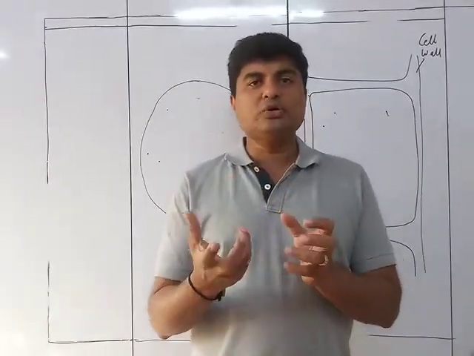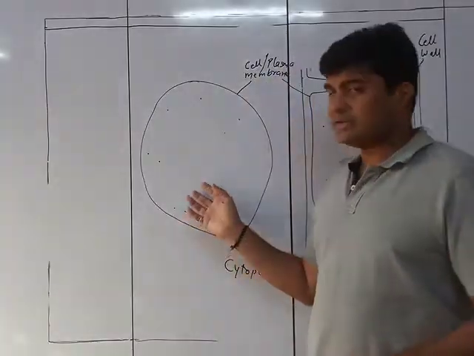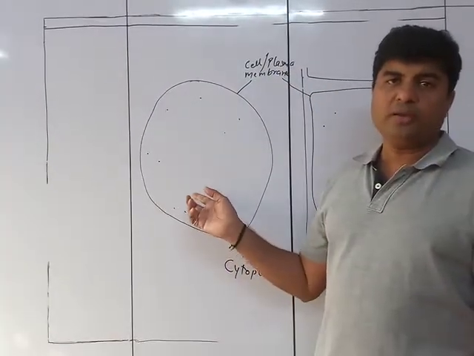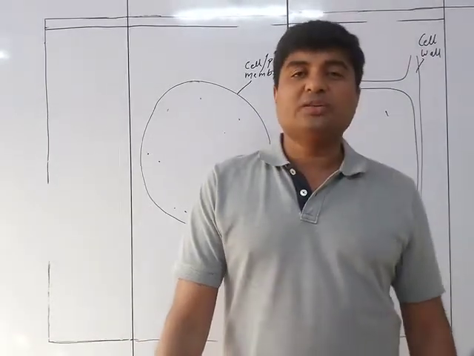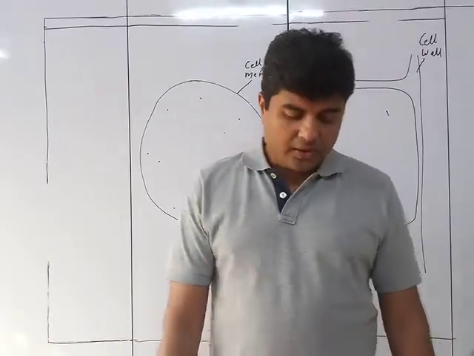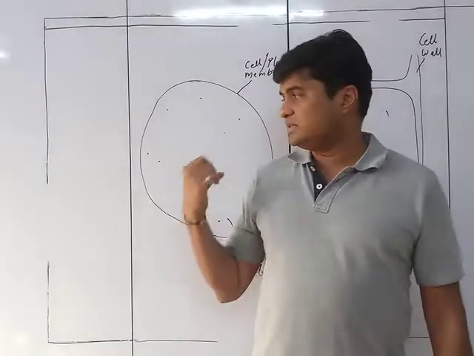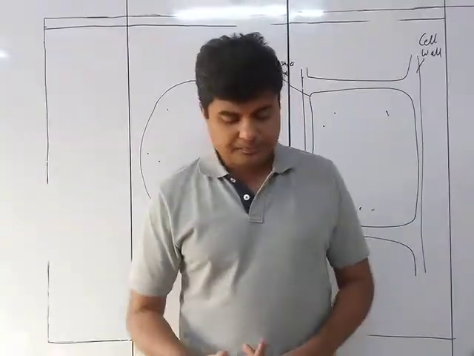So it does it in two steps. One step is done in the cytoplasm, which is the formation of pyruvate or pyruvic acid. So that is done in the cytoplasm. The anaerobic respiration is done in the cytoplasm.